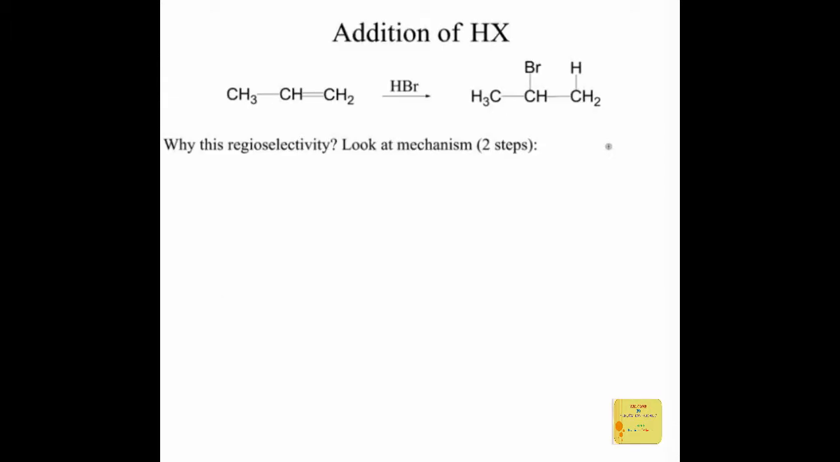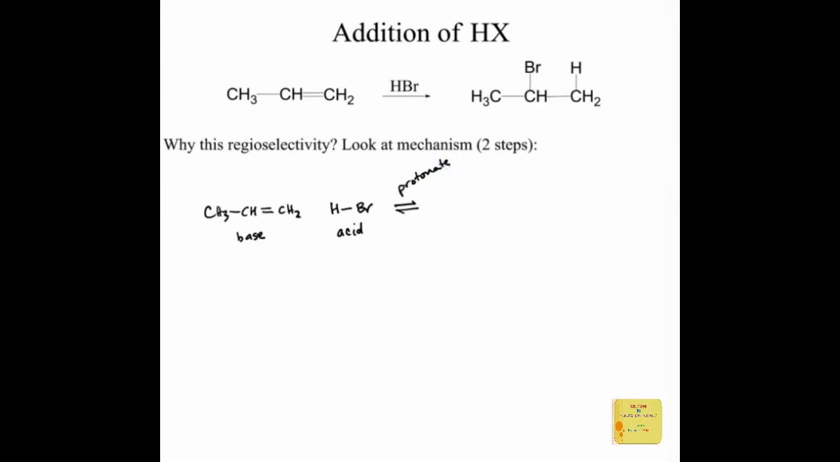Now, if we want to understand why we follow Markovnikov's rule, we need to look at the mechanism. And it's a two-step mechanism. And it's going to start with our alkene reacting with HBr. What do we know about the reactivity of HBr? We know it's a very strong acid, and so in fact that's going to be our first step of the reaction: our alkene is going to act as a base, HBr is going to act as an acid, and we're going to protonate that alkene as the very first step.